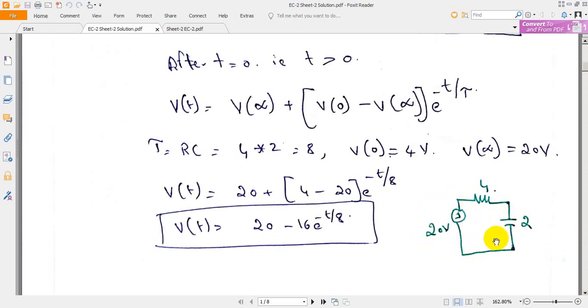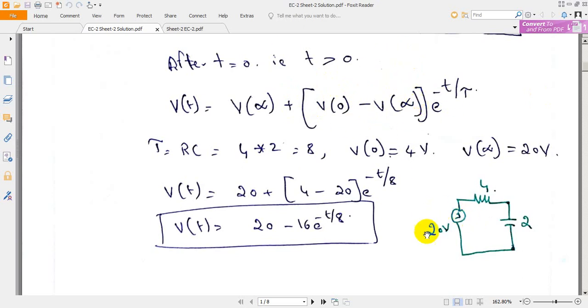When there exists some voltage or current source in an RC circuit, the voltage across the capacitor is given as V of t is equal to V infinity plus V naught minus V infinity, e power minus t by tau. If there is no voltage source, then V infinity will be 0, and the equation becomes V naught e power minus t by tau, which is the free response. So, V of t is equal to V naught e power minus t by tau. This is the same equation as we got for the free response of an RC circuit.